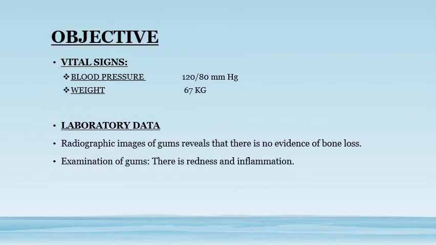Now the objectives. First we see the vital signs. Blood pressure is 120 by 80 mmHg, which is normal, and the weight is 67 kg. Laboratory data includes the radiographic images of the gums, which reveal that there is no evidence of bone loss. Examination of the gums shows redness and inflammation.